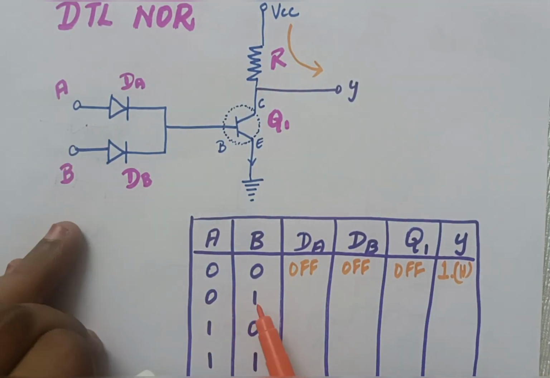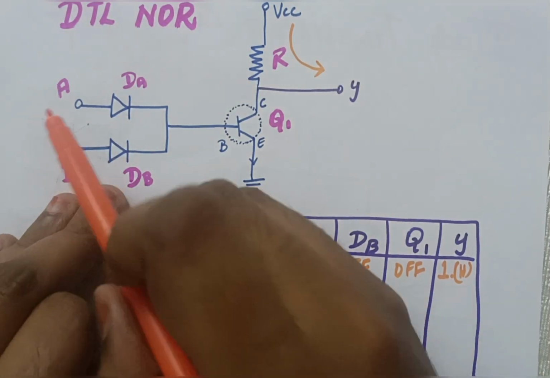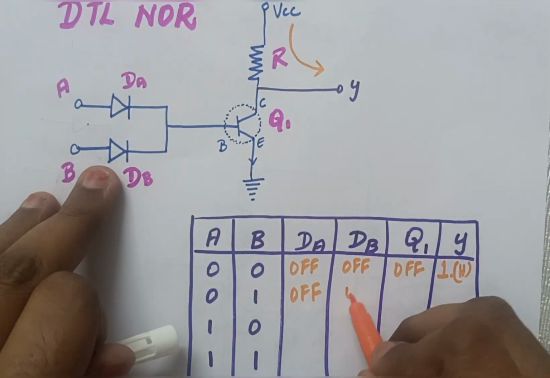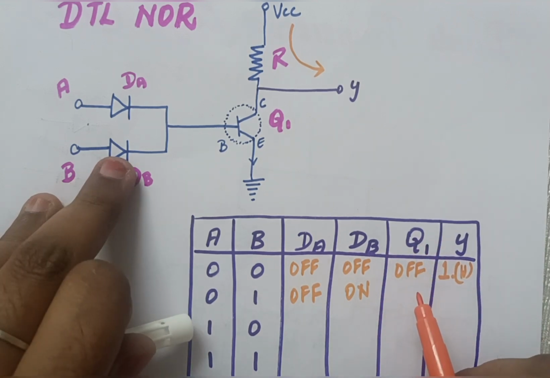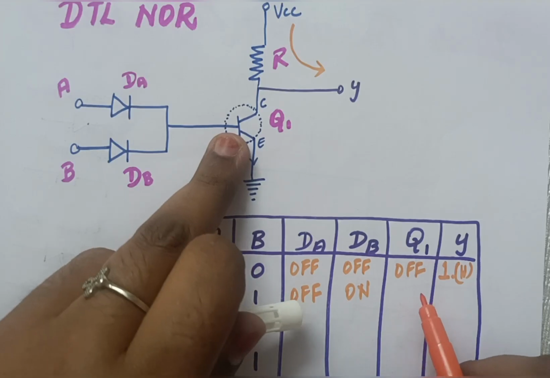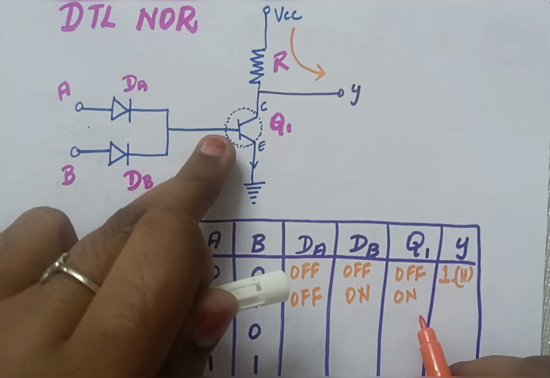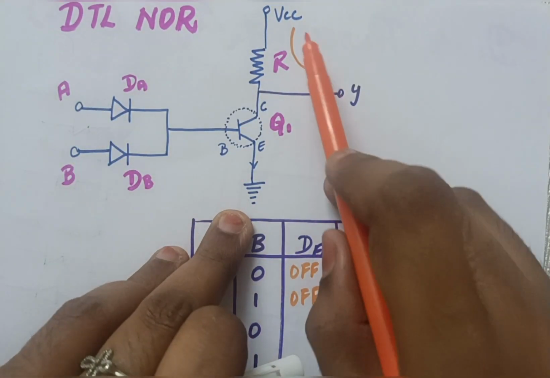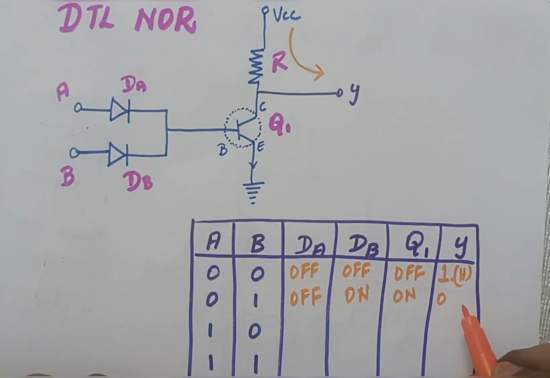Now, if my A is 0 and B is 1, A is 0 means the state of DA will be off. You're able to understand? 0 is going into the anode. Okay, so it is off. DB, 1 going into the anode, my diode will be on. Then if this is on, what will happen? We will have Q1 also on. So if this is on, Q1 is short circuited. If Q1 is short circuited, what will happen? My current supply will directly go into the ground and I won't have any voltage going into Y. So this will become low. So my output will become low.